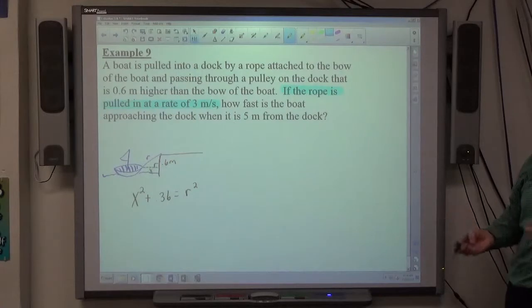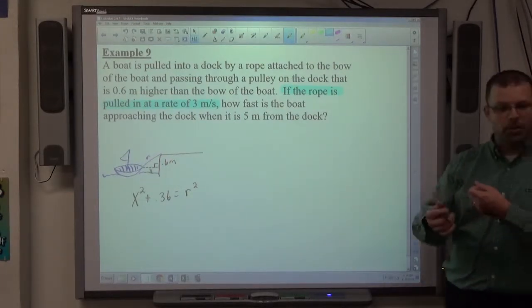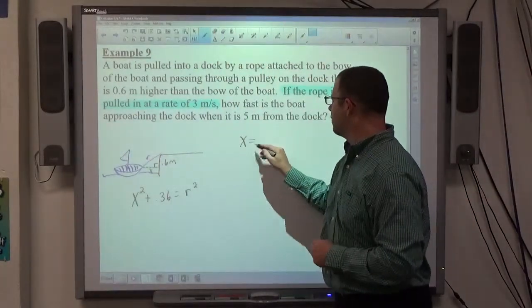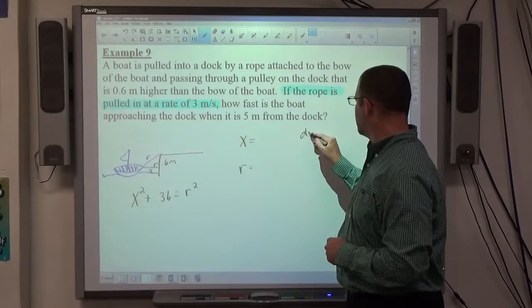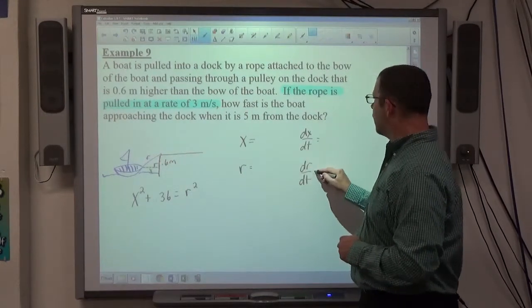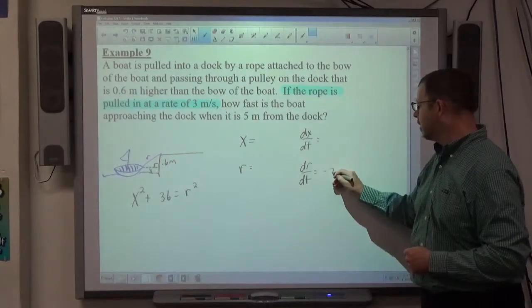dr over dt. And is r getting bigger or smaller based on that? Smaller. It's being pulled in, so the rope is shrinking, right? So when we look at this, we're going to have x equals something, r equals something, dx over dt equals something, and dr over dt equals something. We know that dr over dt is going to be negative 3 meters per second.